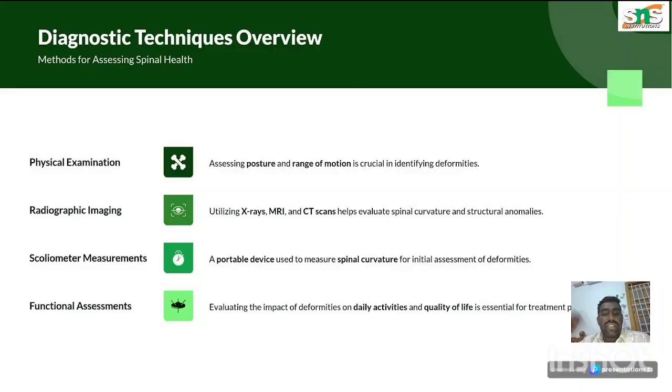So, scoliometer measurements: it is a portable device used for measuring spinal curvature. For the initial assessment, it is used by a physiotherapist, occupational therapist, or any other therapist. For the functional assessment, it evaluates the impact of deformities on daily activities. Quality of life is essential for the treatment plan.